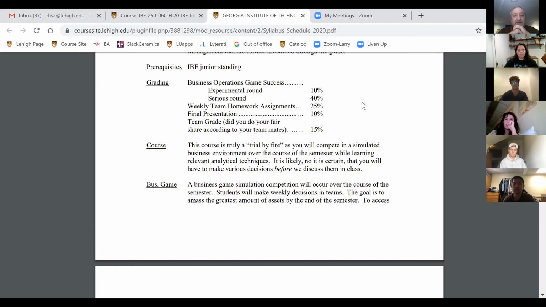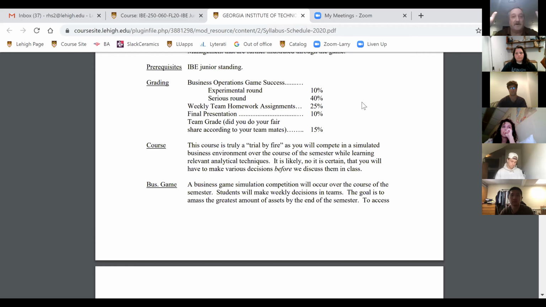So my grading curve for this class overall for final grades is about 25% A's, 25% A minus, 25% B plus, 25% B. You can imagine how that works out.